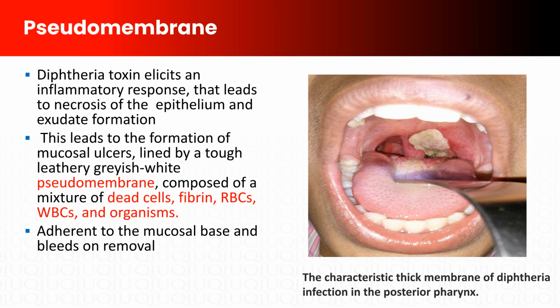This distinguishes it from the exudates seen in streptococcal pharyngitis, which can be easily wiped away. When you attempt to remove the diphtheria pseudomembrane, it bleeds because removing it tears the underlying damaged tissue. This bleeding on attempted removal is a diagnostic sign.